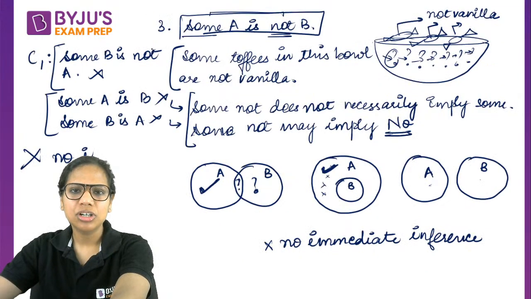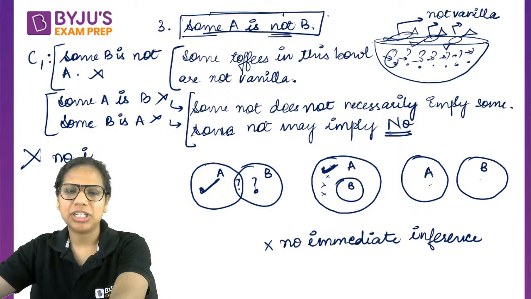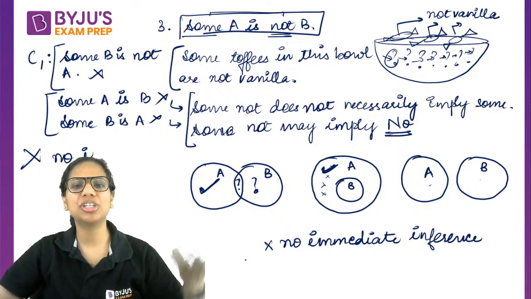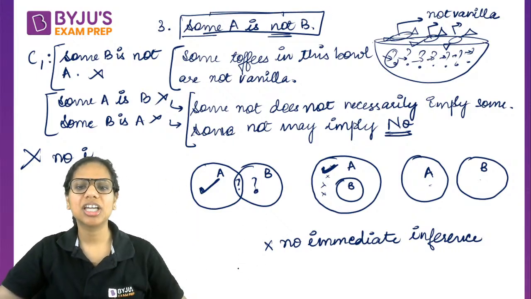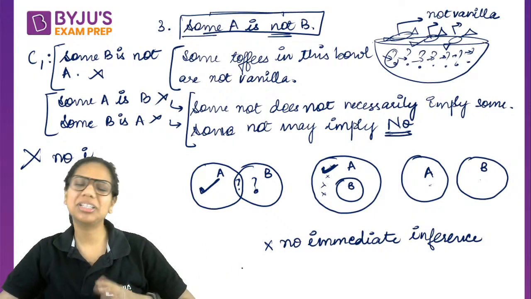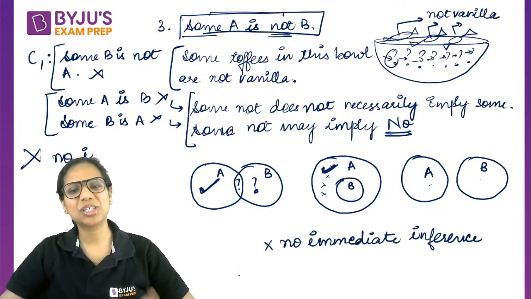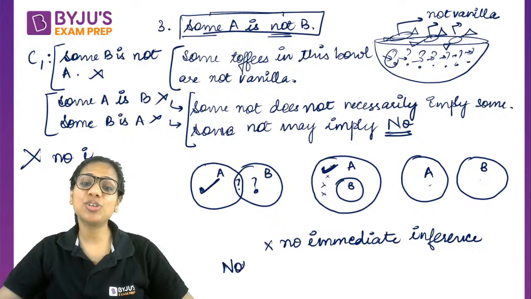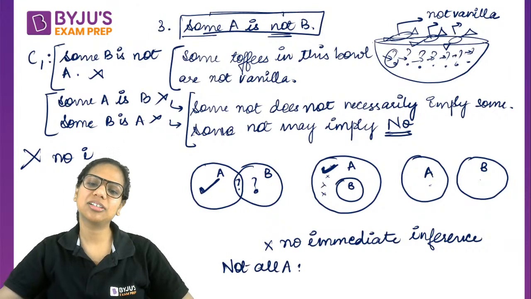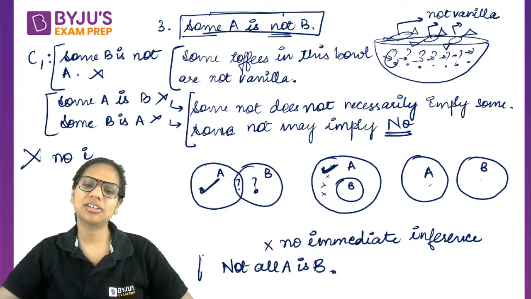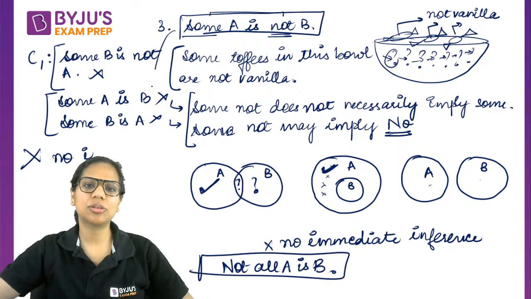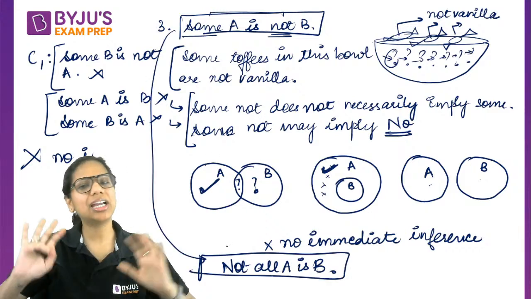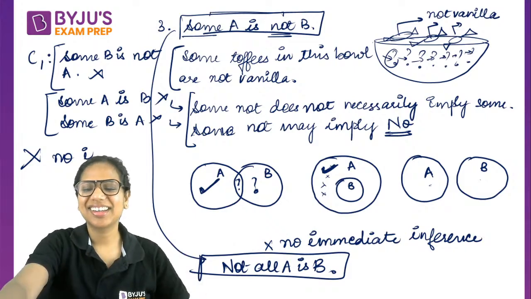Then let's come to some A is not B. Instead of saying some A is not B, your examiner can try to confuse you, right? And say at least one A is not B. So same thing, some A is not B. Then the examiner can also say not all A is B. Not all A is B. Instead of saying some A is not B, not all A is B. Again, it is the same thing, okay?